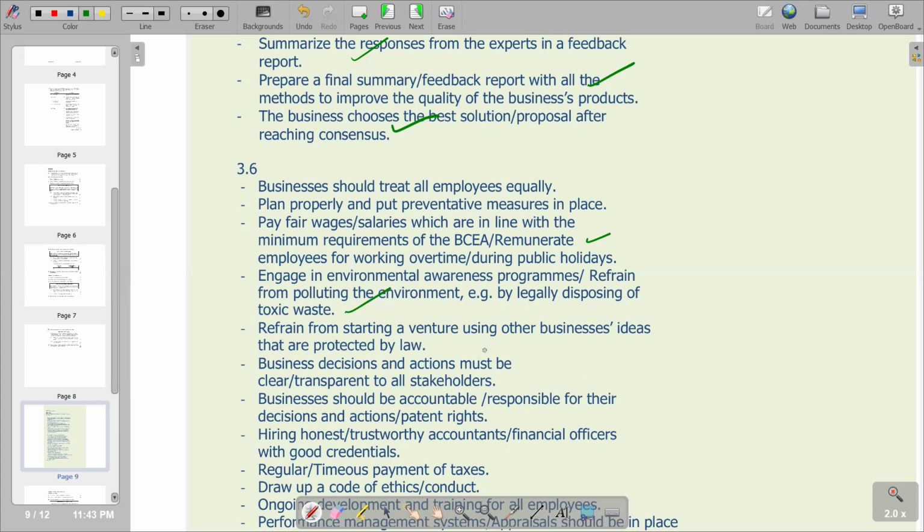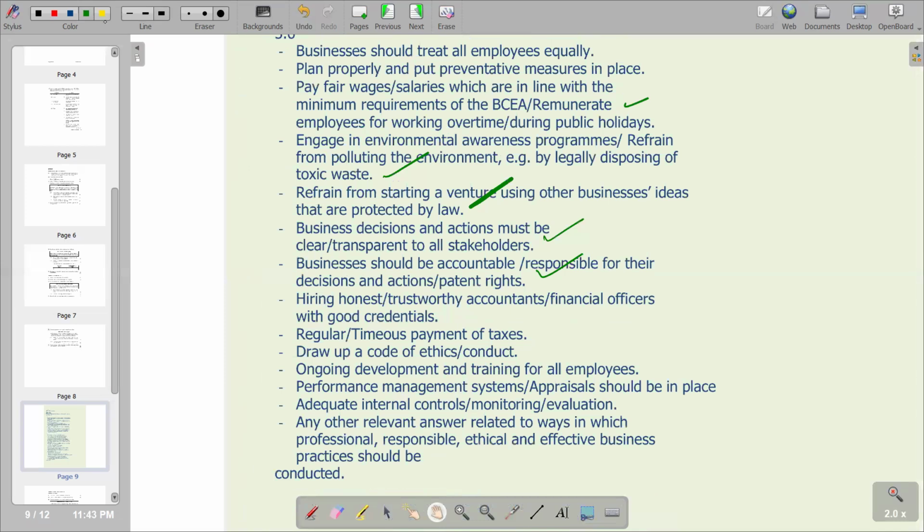The next point, refrain from starting a venture using other business ideas that are protected by law. So these are some of the points. We go on with business decisions and actions must be clear or transparent to all stakeholders. And then we have business should be accountable and responsible for their decisions and actions. That is explaining our patent rights. And then we go to our next point, hiring honest, trustworthy accountants and financial officers with good credentials. The next point reads regular or timely payment of taxes, which is obviously in accordance with the payment that is going to be made to SARS.